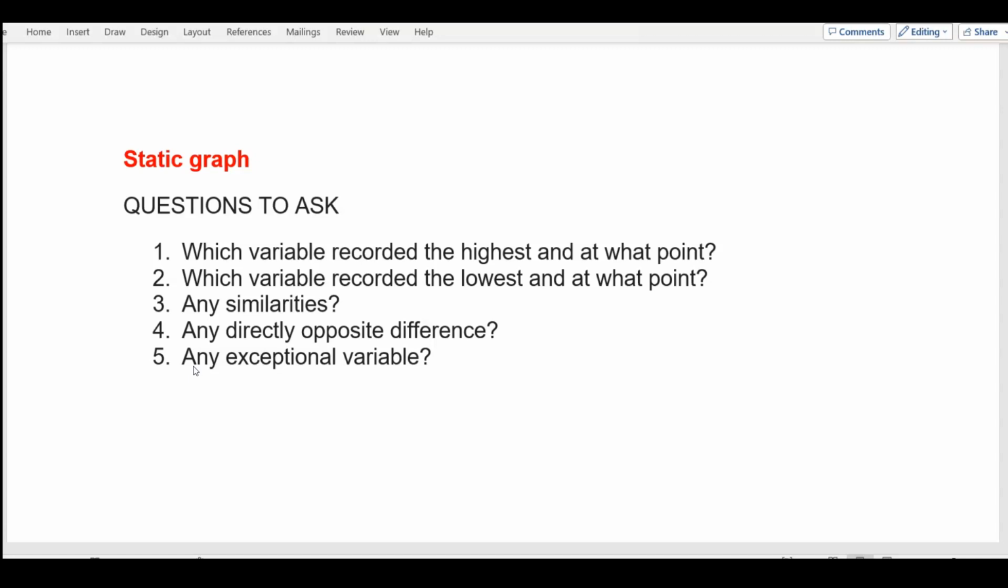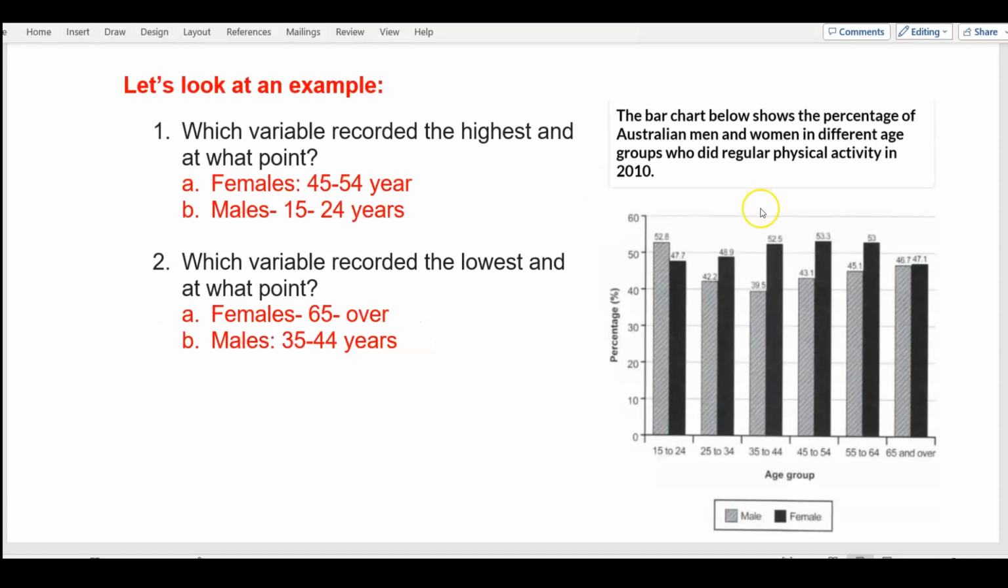So let's look at an example and see how we can use these questions to find out our key features. All right, let's look at this question. This question is a bar chart which shows the percentage of Australian men and women in different age groups who did regular exercise or regular physical activity in 2010.